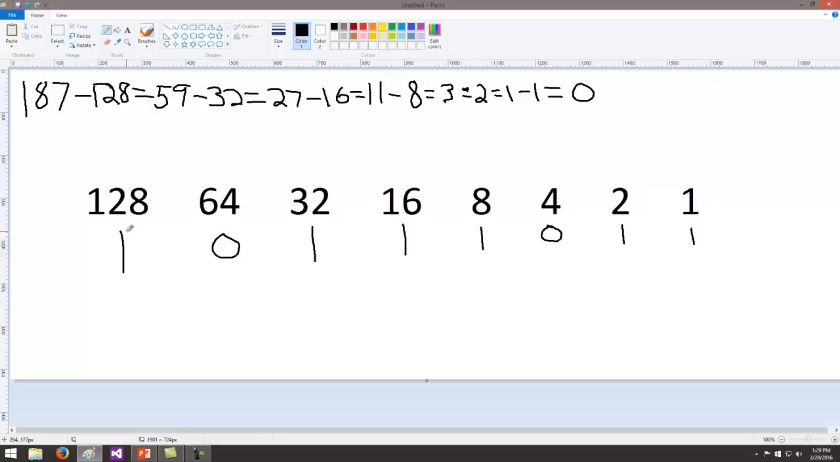Again, same thing, just keep answering, does this go into that? Does this go into that? If the answer is yes, you do a 1. If the answer is no, you do a 0. If the answer is yes, you need to subtract that to get the remainder, what's left. If the answer is no, you just move on to the next number. And it helps me immensely if I do it this way all the way across as I'm converting, so I kind of know where I'm at.